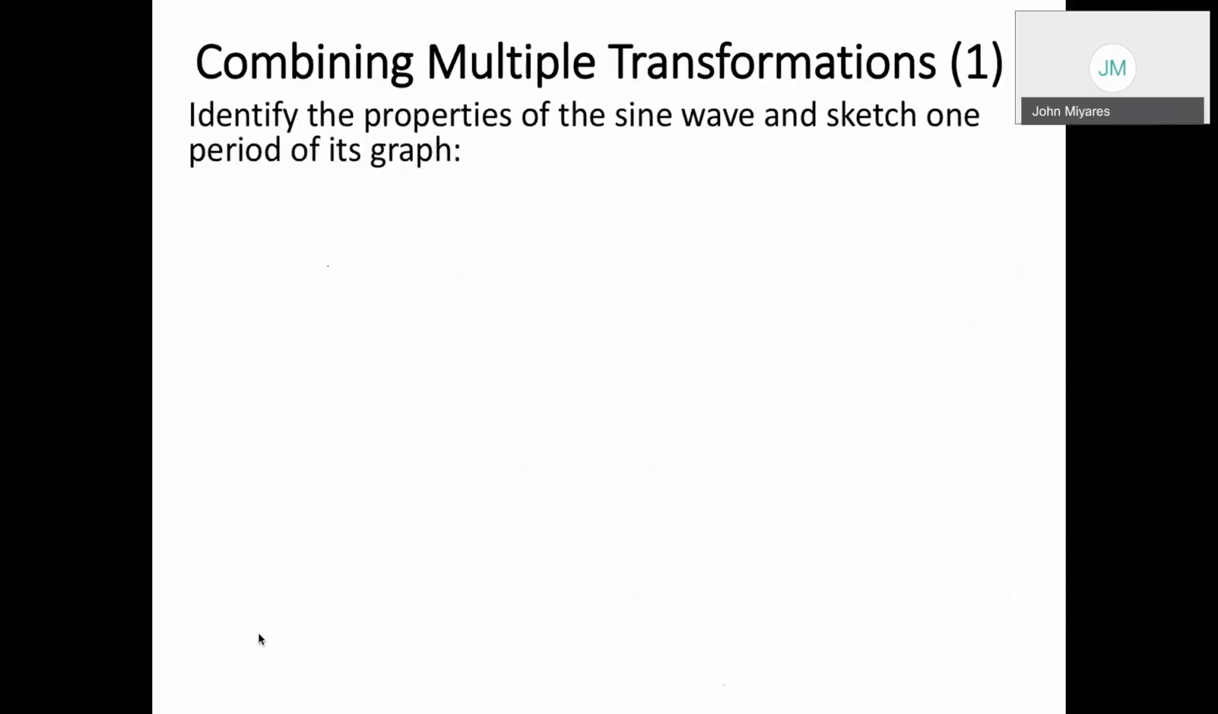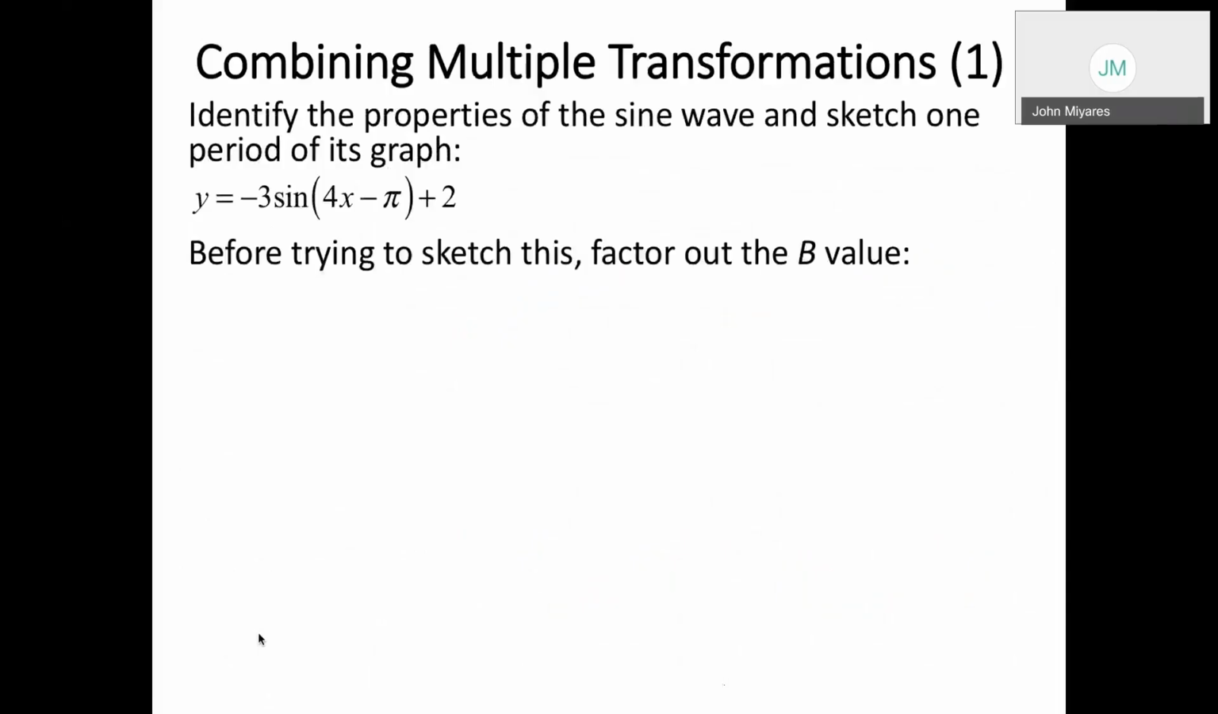Now let's look at what we would have to do if we wanted to combine multiple transformations into the same problem. Suppose we have this function here, y equals -3 times the sine of the quantity 4x minus pi, plus 2. Before we try to sketch this and identify the properties of the graph, I first would have to factor the b value out here and rewrite this equation as y equals -3 times the sine of 4 times the quantity x minus pi over 4, plus 2. Having this in factored form will make some of our downstream computations much easier to work with.